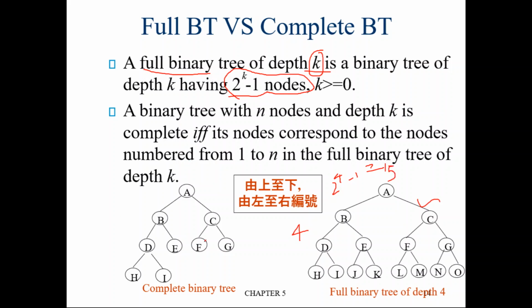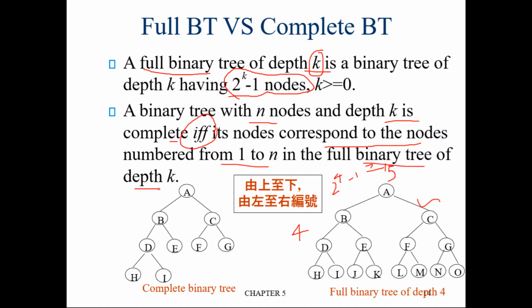And what is a complete binary tree? We have already discussed it, but it is defined here. If a binary tree has n nodes and depth k, then we call that binary tree complete if and only if its nodes correspond to the nodes numbered from 1 to n in the full binary tree of depth k.